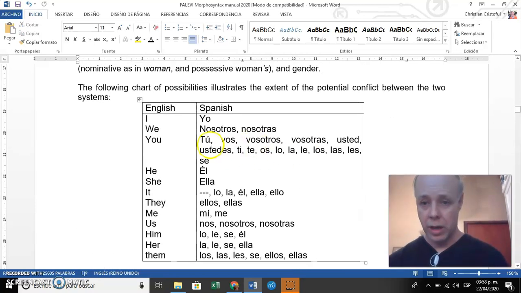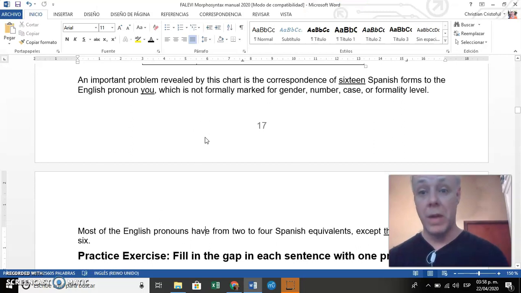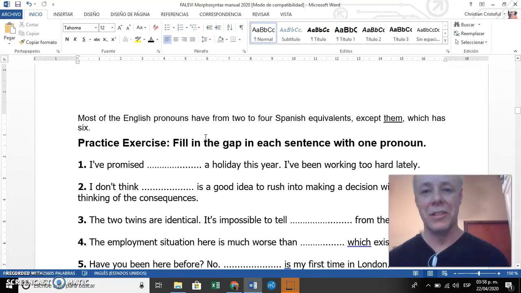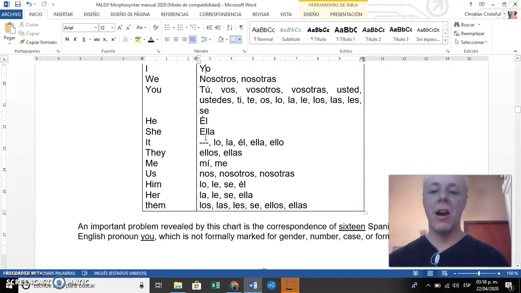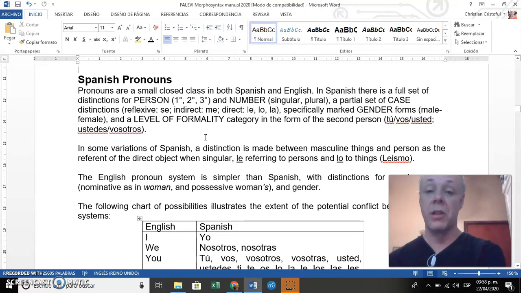Let's go back. How many? 1, 2, 3, 4, 5, 6, 7, 8, 9, 10, 11, 12, 13, 14, 15, 16. Wow, they are 16. Too many. For foreigners learning Spanish. Okay, that's it regarding Spanish pronouns. There is not much to say about Spanish pronouns other than saying that it's a super rich system in comparison to English, and that English speakers will have more problems.